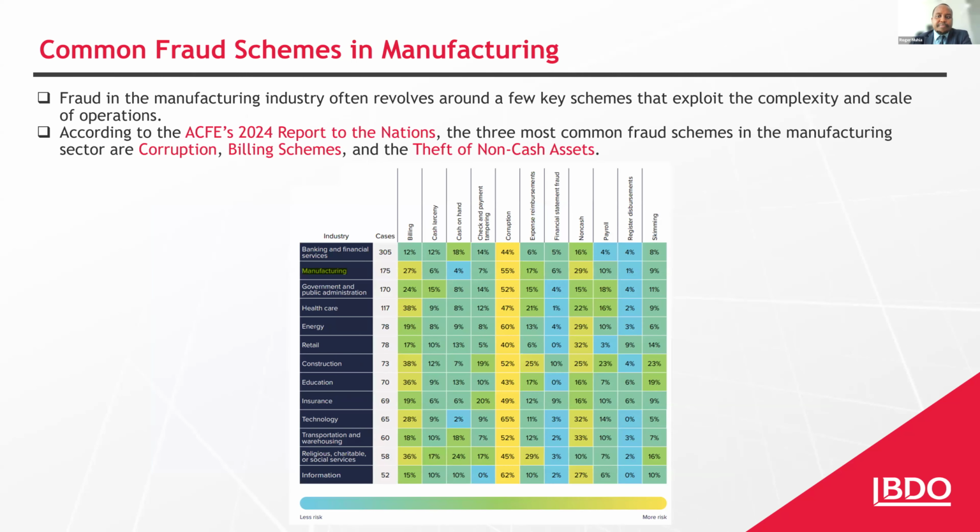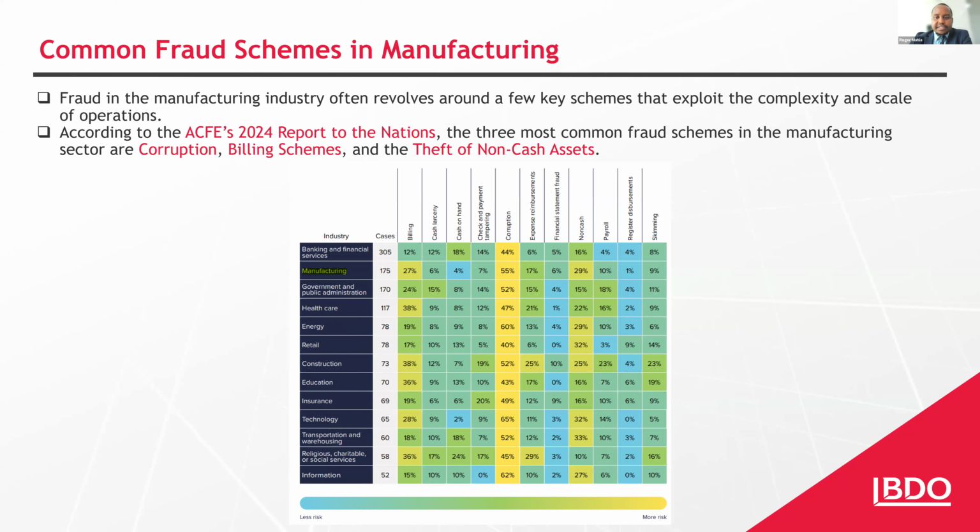According to the report, there are some common fraud schemes in the manufacturing industry, very many that occur, but the 3 most common ones are corruption, billing schemes, and the theft of non-cash assets. And each of them presents very significant risks for manufacturers due to the high volume of transactions, relationships with multiple vendors, and the very large amounts of physical goods that are handled by manufacturers through the supply chain.